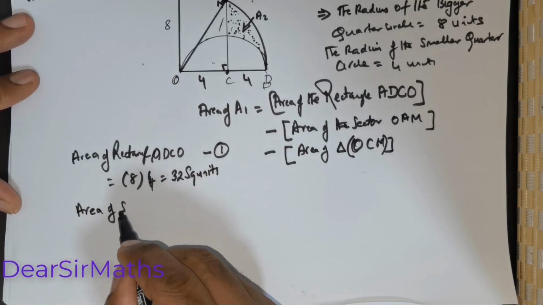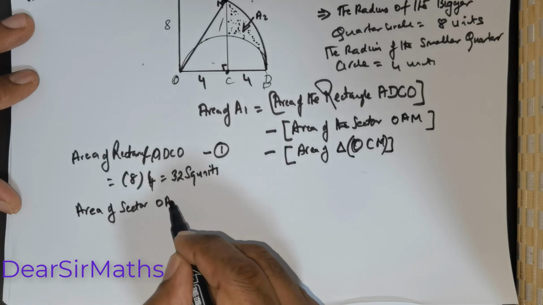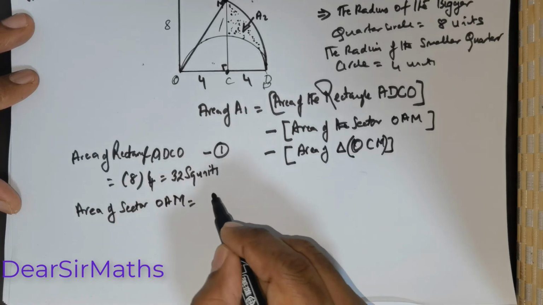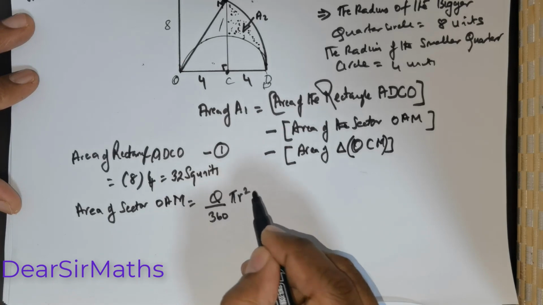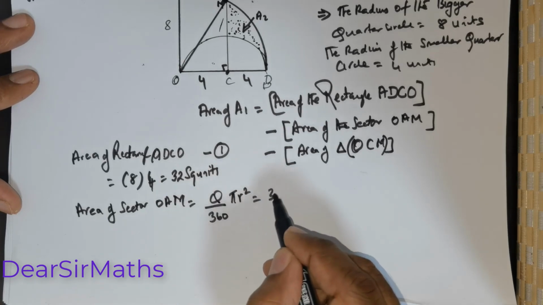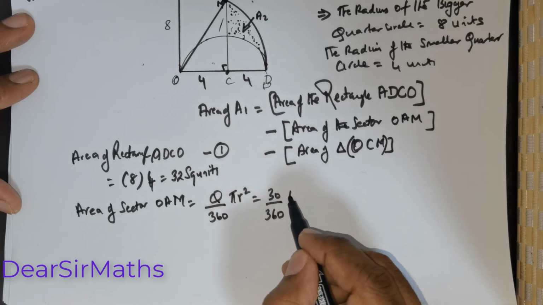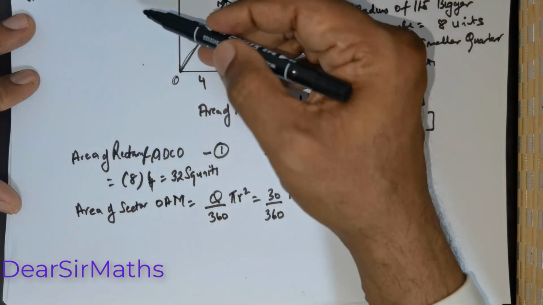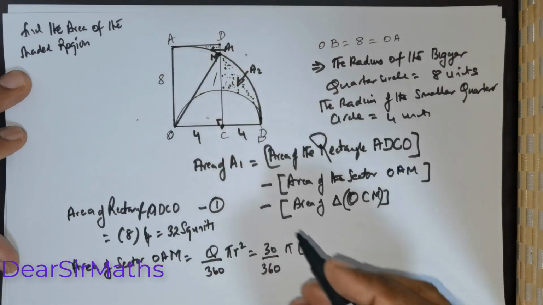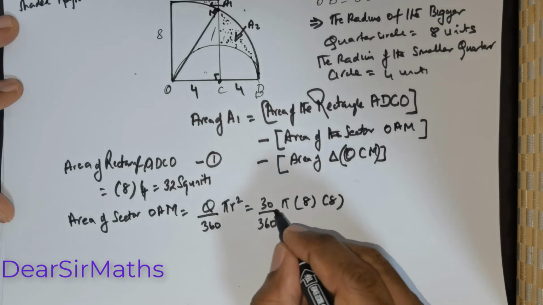Area of sector OAM is given by theta divided by 360 multiplied with pi r squared. So what is my theta? I am taking it as 30 divided by 360 multiplied with pi times my radius. What is the radius I've got? 8 units. So I'm going to multiply it as 8 into 8.